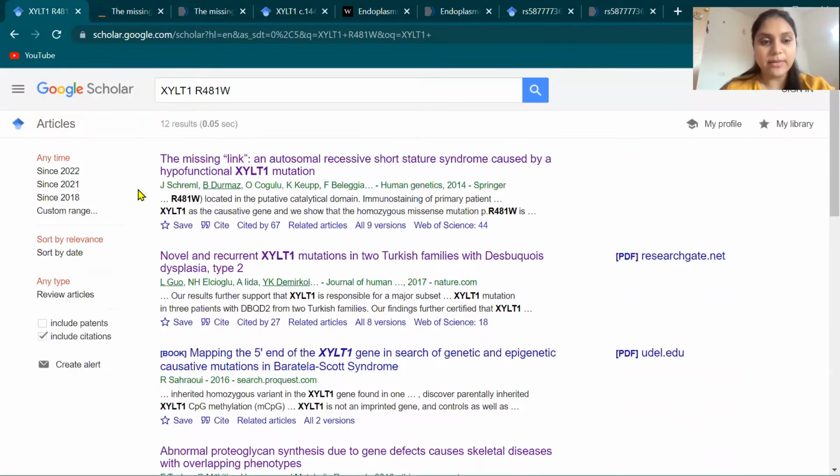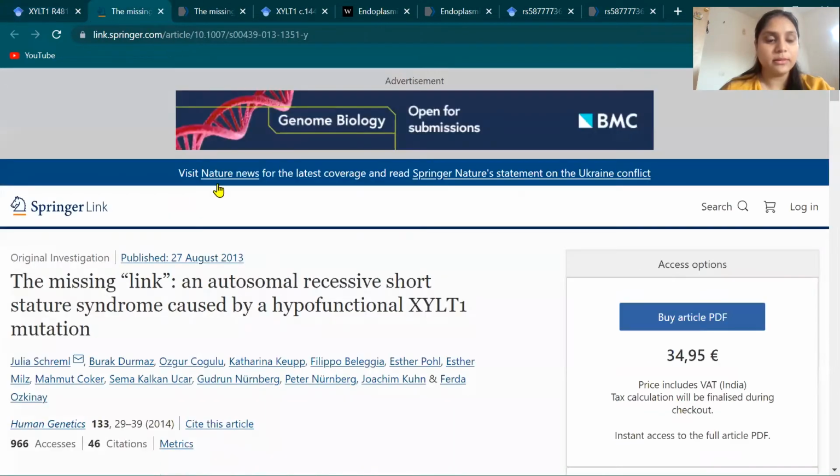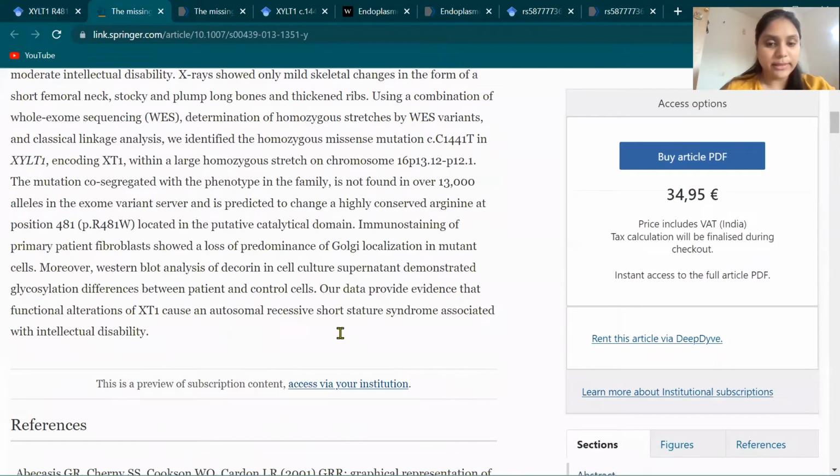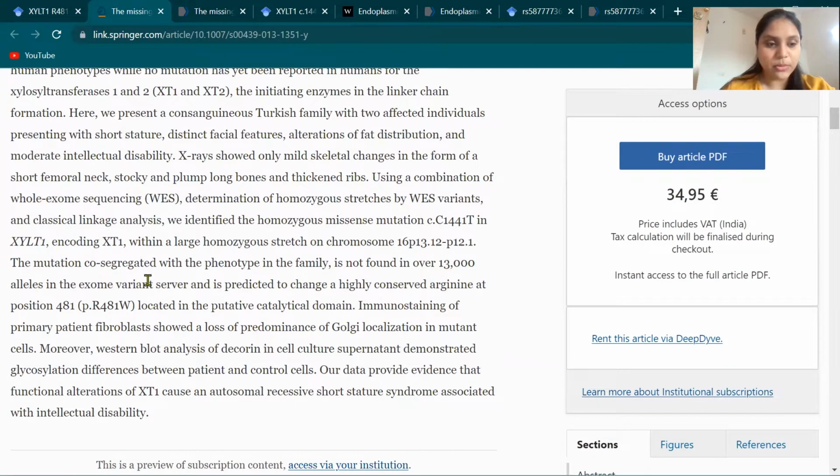So as an example, I will explain to you how to mine the literature using the first and the topmost result. The topmost result is this paper, The Missing Link and Autosomal Recessive Short Stature Syndrome Caused by a Hypofunctional XYLT1 Mutation. This paper was published in 2014, and by reading the abstract, I can understand that the mutation co-segregated with the phenotype in the family and is not found in over 13,000 alleles in the exome variant server, which means that they have done the segregation studies for this variant in the patient family.